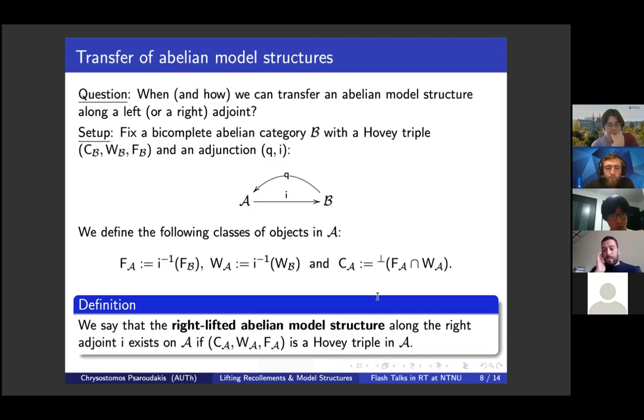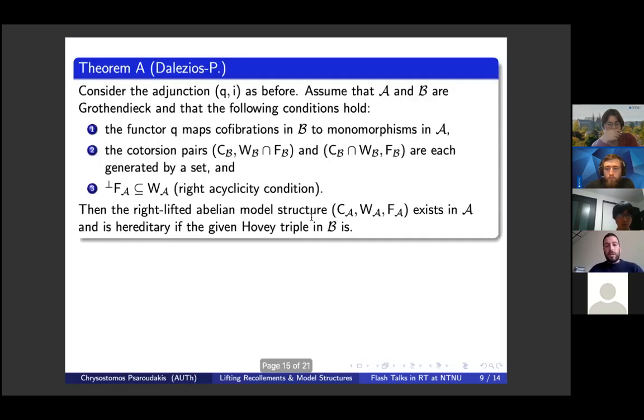Okay, and we make the following definition: if this data is a Hovey triple, then we say that the right lifted abelian model structure along this adjunction exists on this abelian category A. Okay. And now our first result with Georgios is that we have some natural homotopical or homological condition where this is the case. So consider the adjunction as before.